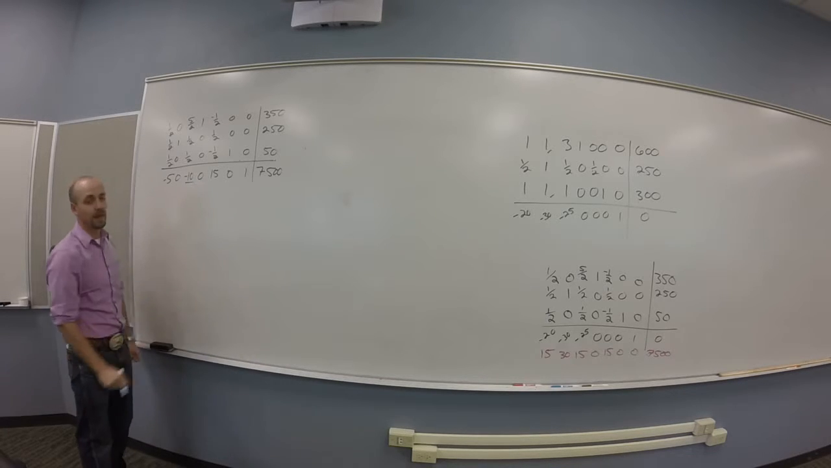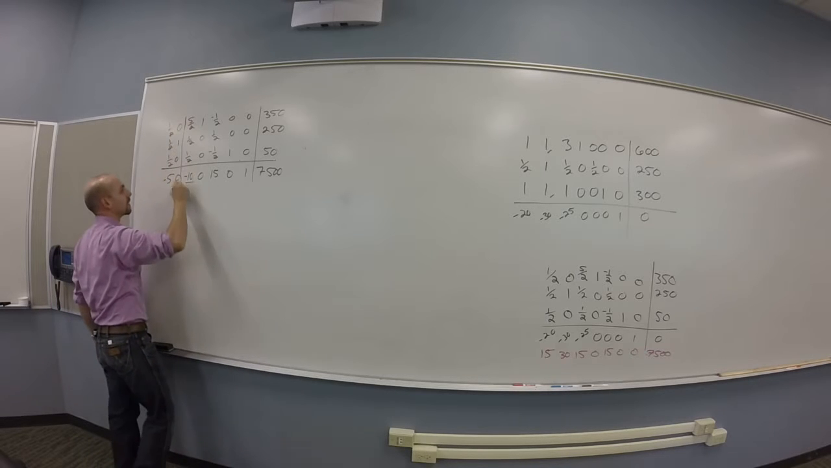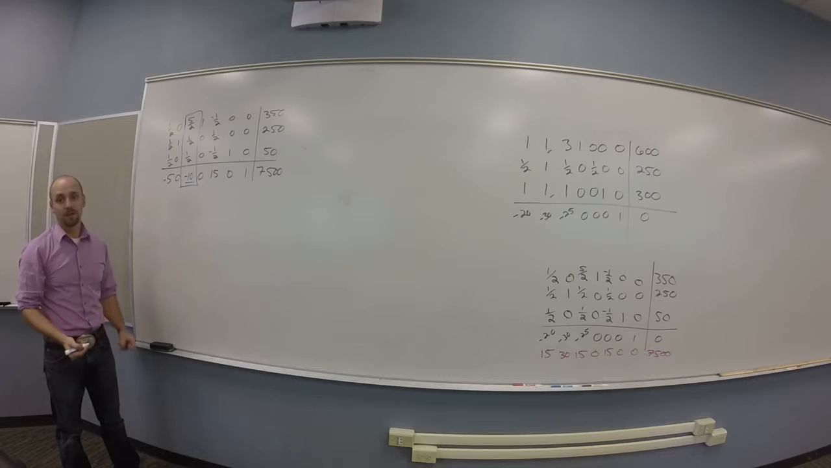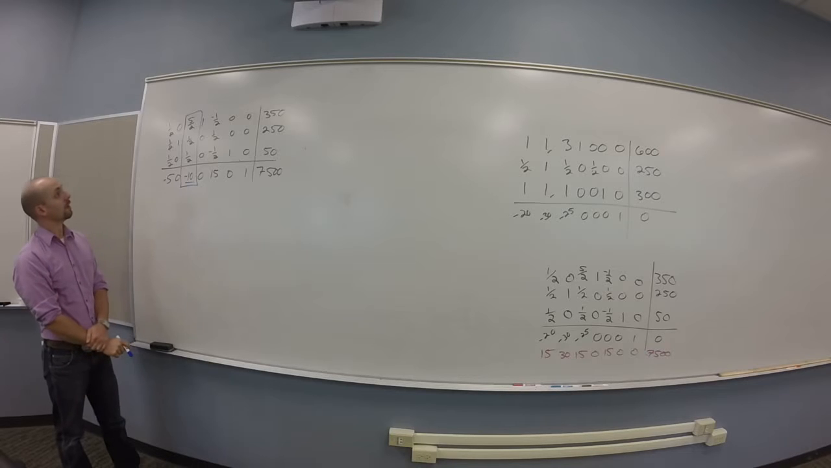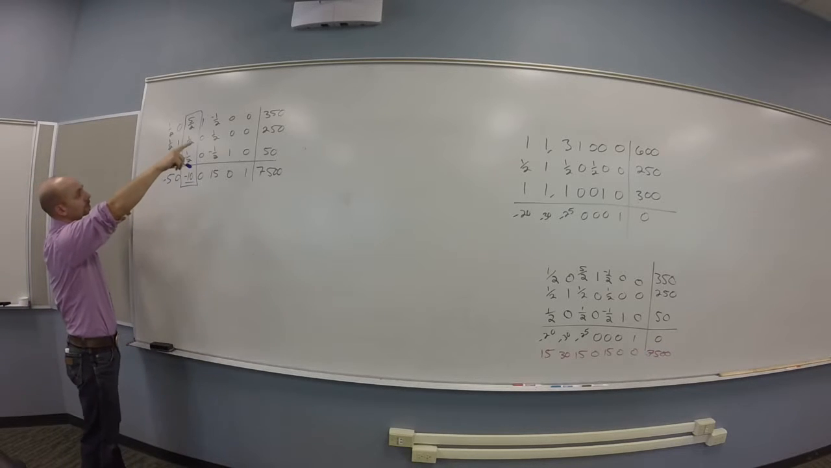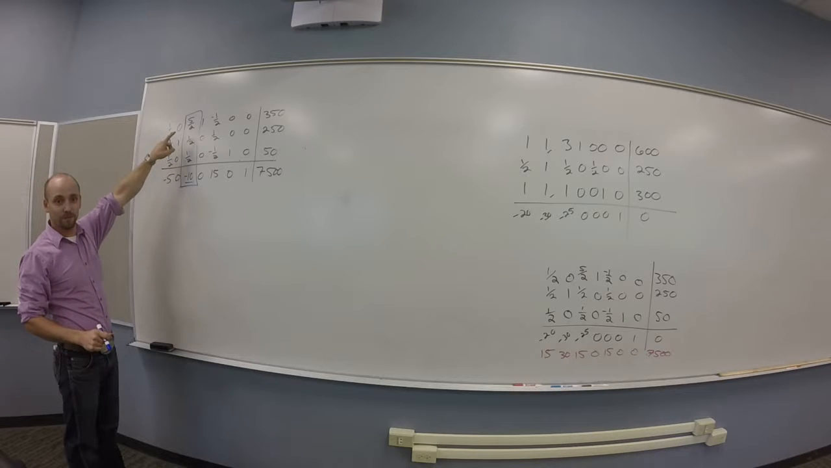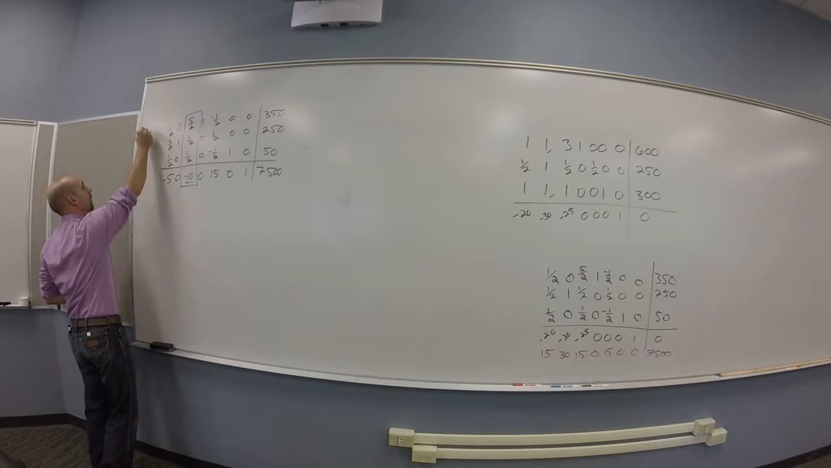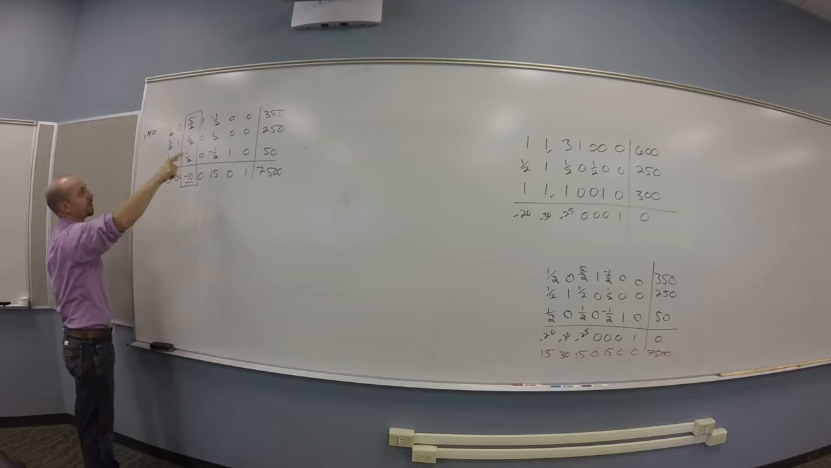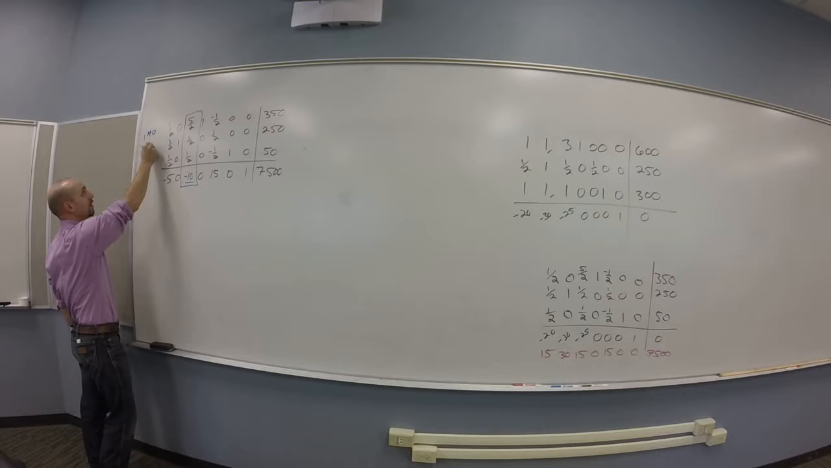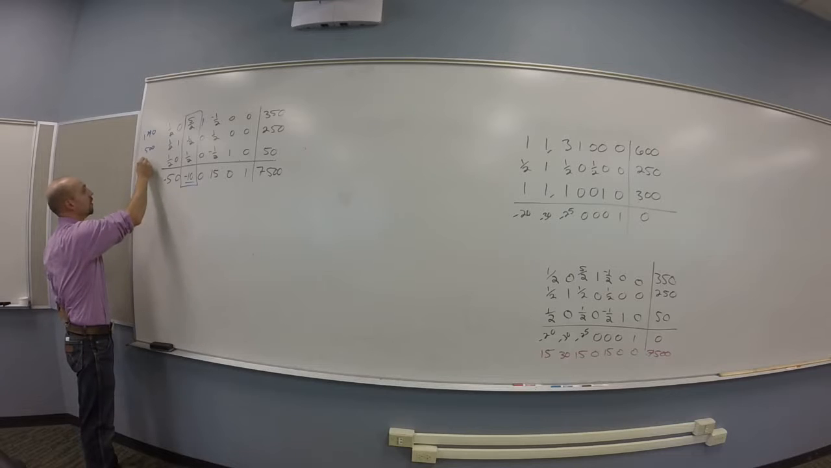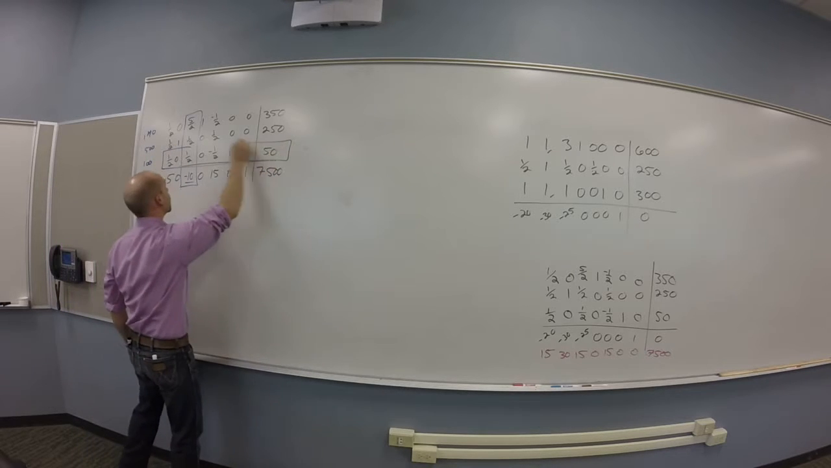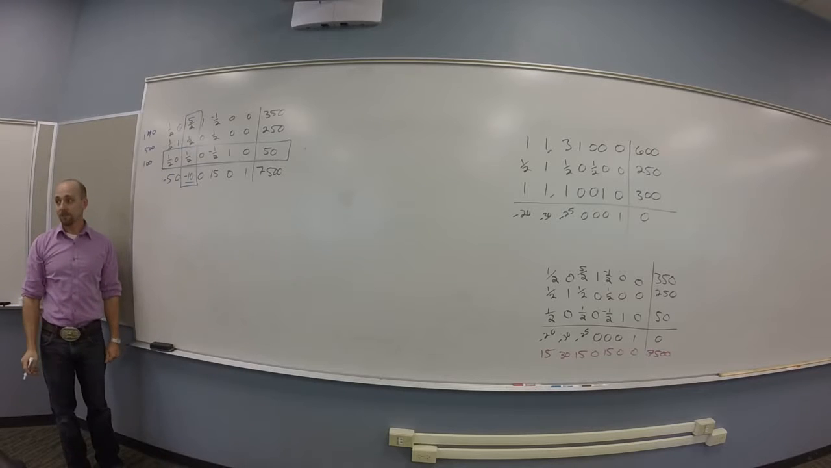So I want to target that thing. That means this is going to be my column with my pivot in it. Now I need to figure out which row my pivot's in. Let's see. If I take 350 divided by 5 halves, I get 140. If I take 250 and divide by half, I get 500. And if I take 50 and divide by half, I get 100. Okay, so boom. There's my most constraining constraint now. That constraint, by the way, is a little bit different than it was originally.